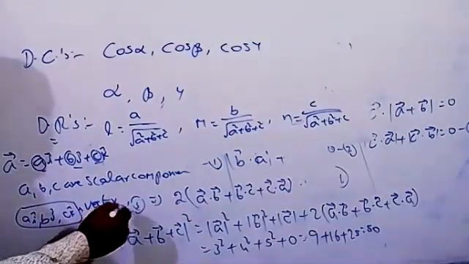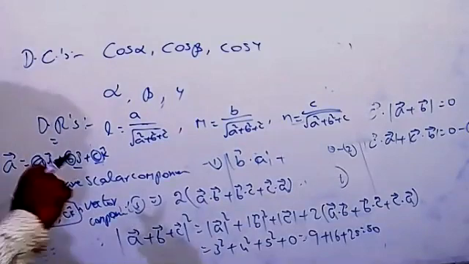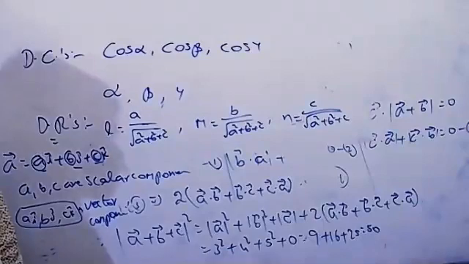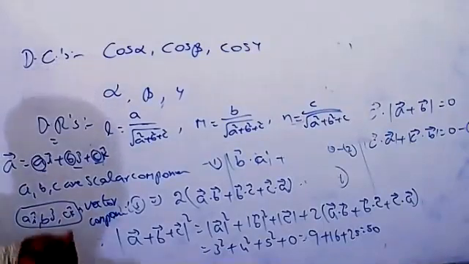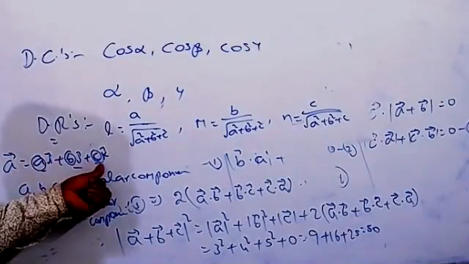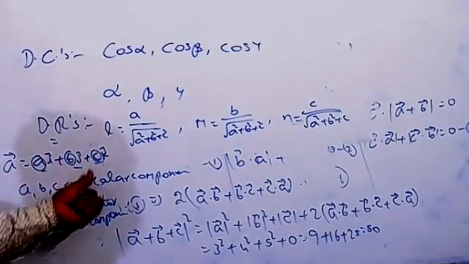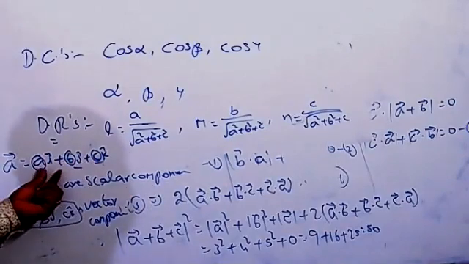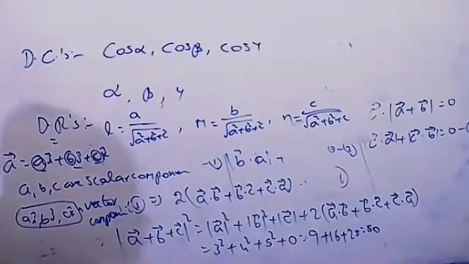Sometimes they'll ask a question in the examination for 1 mark. They'll give a vector and ask you to identify the vector components, or find the scalar components of the given vector. It's very easy. In a given vector, the coefficients of i, j, k, these three numbers, we call the scalar components, and each and every term we call the vector components.